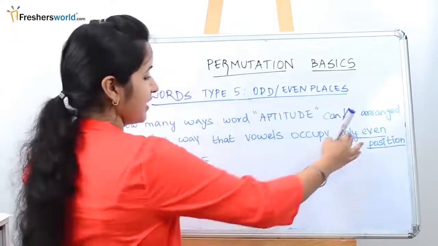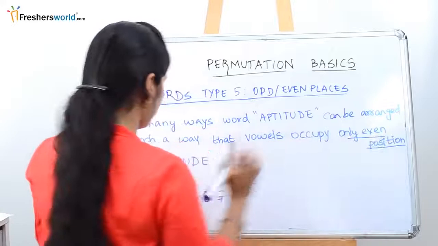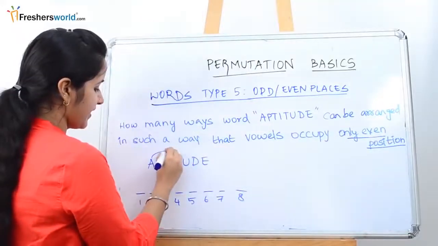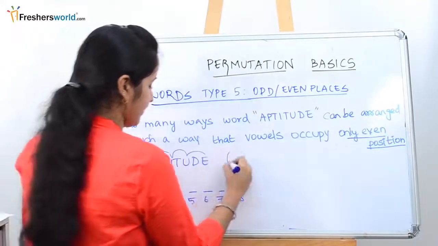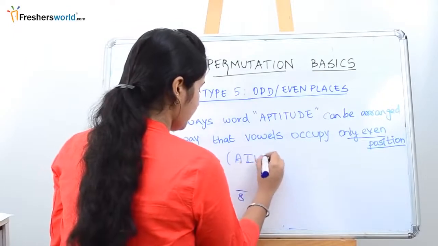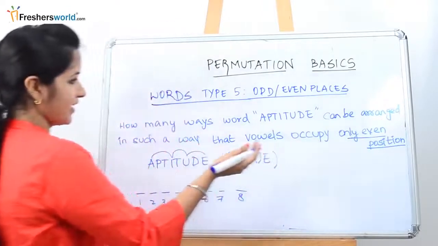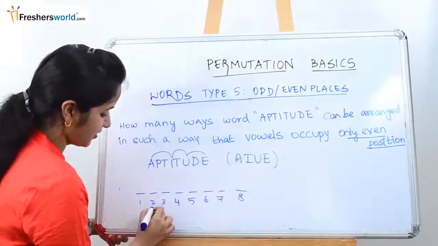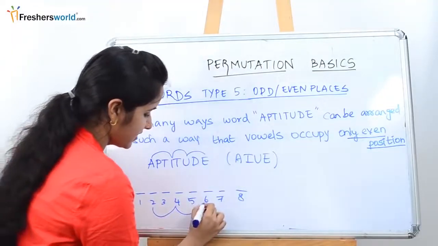So what do they say? Vowels occupy only even positions. What are the vowels that we have? A, I, U and E. So we have 4 vowels here and they are saying they occupy even positions. So 2, 4, 6 and 8.